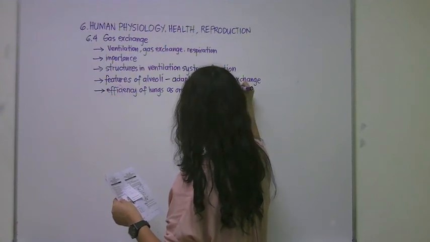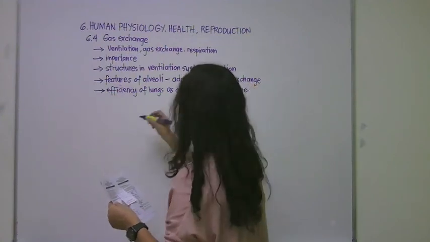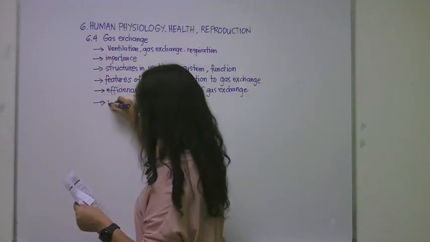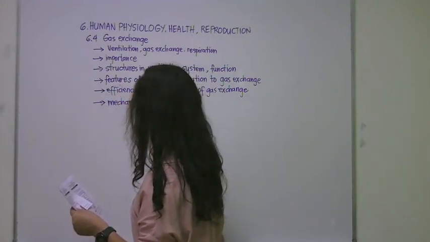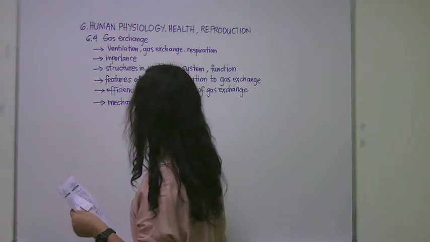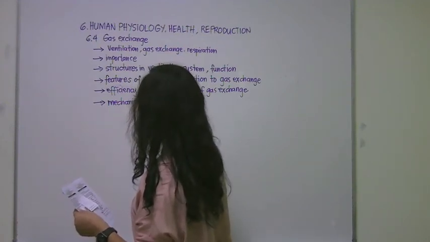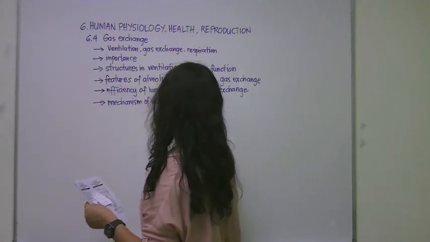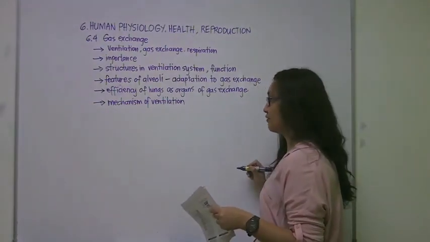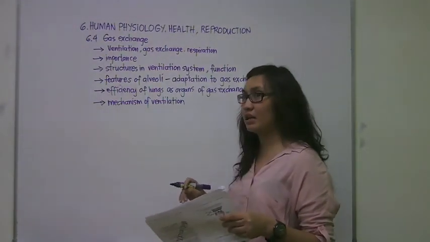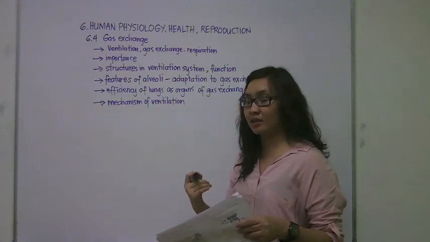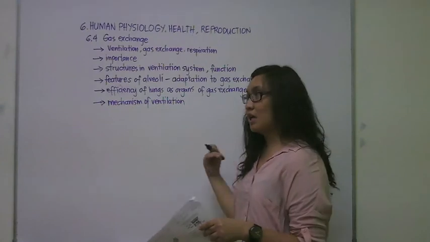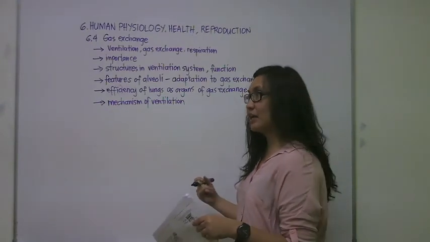Okay. Lastly, we have to discuss the mechanism of ventilation, or the process of ventilation itself. For this one, we are able to discuss further the processes of ventilation based on the events that are occurring in the thoracic cavity, in the ribs, in the diaphragm, and the intercostal muscles.